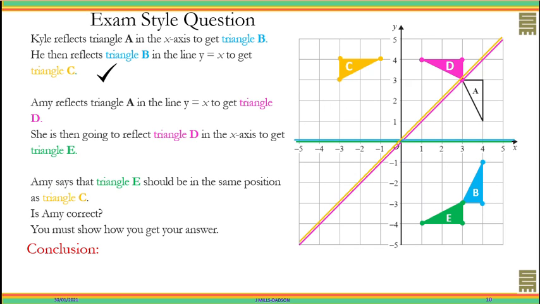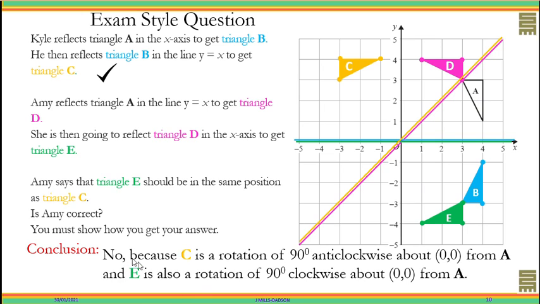Okay. Now we are comparing triangle E and C. And as you can see, this is C, this is E. They are in different positions with respect to A. So the answer is no. But you can't just say no and leave it like that. It's no, and make a reference to the positions of C and E with respect to where they started from. As you can see, no, because C is a rotation of 90 degrees anticlockwise about the origin.